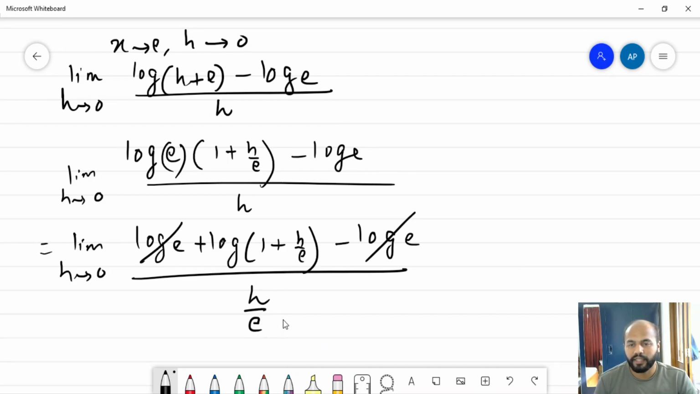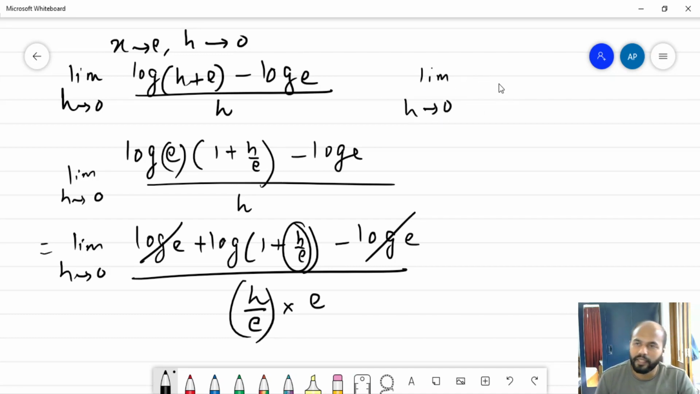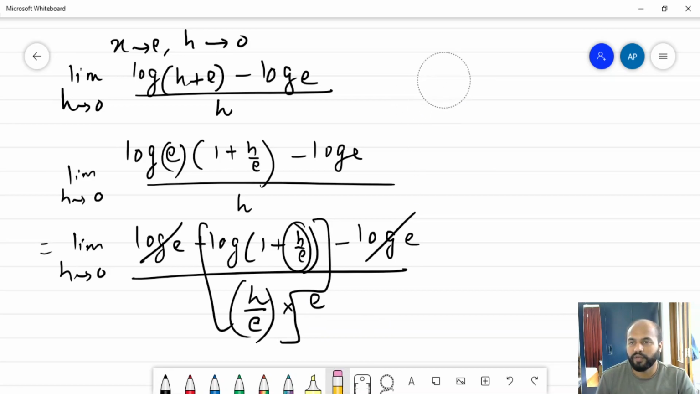If I divide by h/e, I'll have to multiply by h/e, because whatever term is there inside, the same term should be there at the bottom. So limit h tending to 0 of log of (1 + h/e) divided by h/e. This part would go to 1, and we will be left with only 1/e. So that would be the answer to this question.